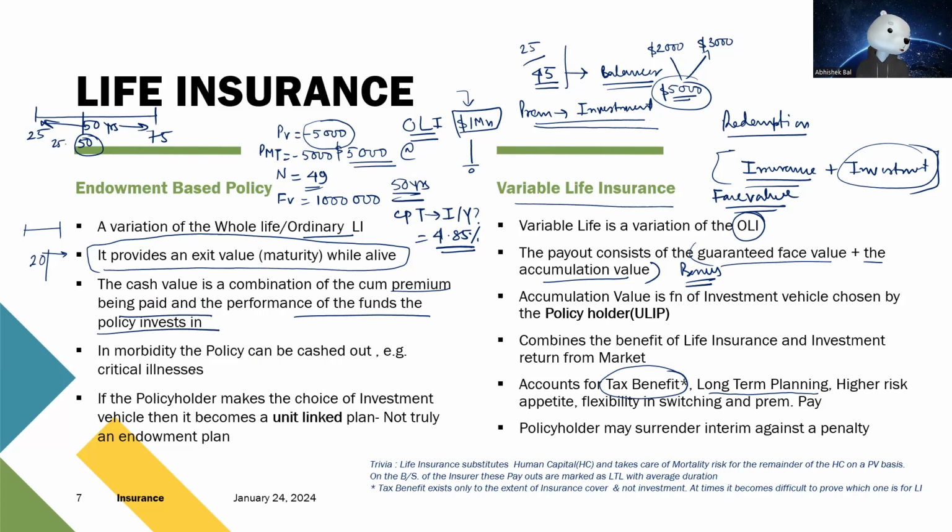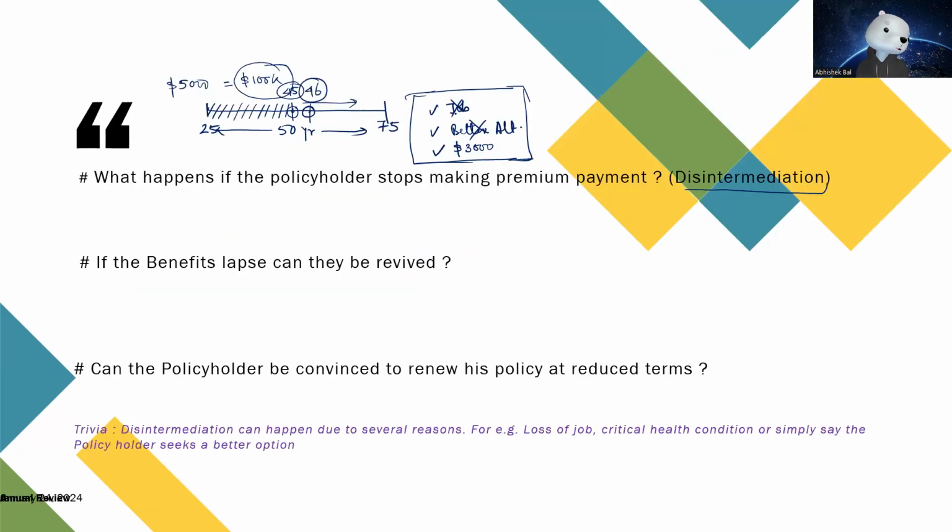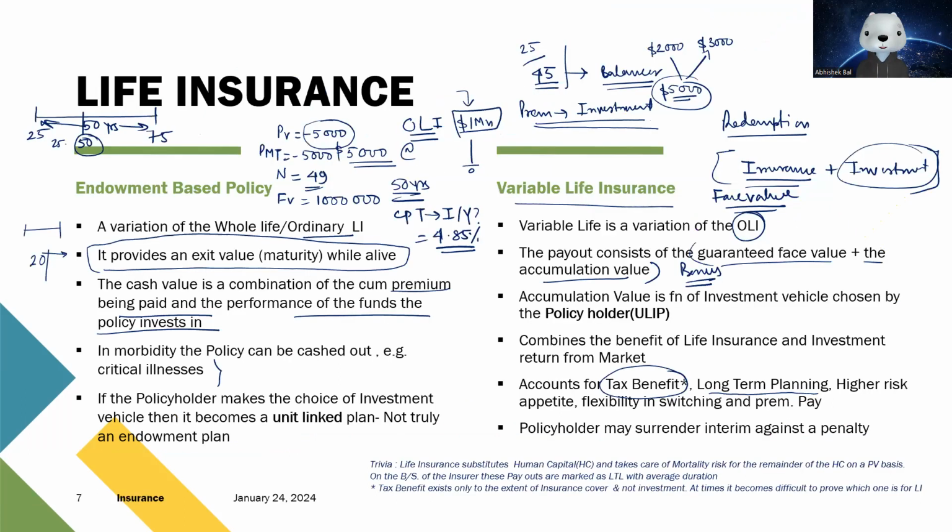In morbidity, the policy can be cashed out, for example, in critical illnesses. Yes, this is one beauty of an endowment-based policy. For example, as we have said before, what if the person is not in a position to pay the premium going forward? Why? Because he may have lost the job, or it could be that he is critically ill and unable to work. If he's unable to work, in that situation he would require the support of this policy all the more. So such insurance policies also exist where, even before the person dies, in a very morbid situation, he can cash out that policy and perhaps use that amount either to get himself better treatment or to compensate for his inability to work, so that his family is in a better position to run the household.